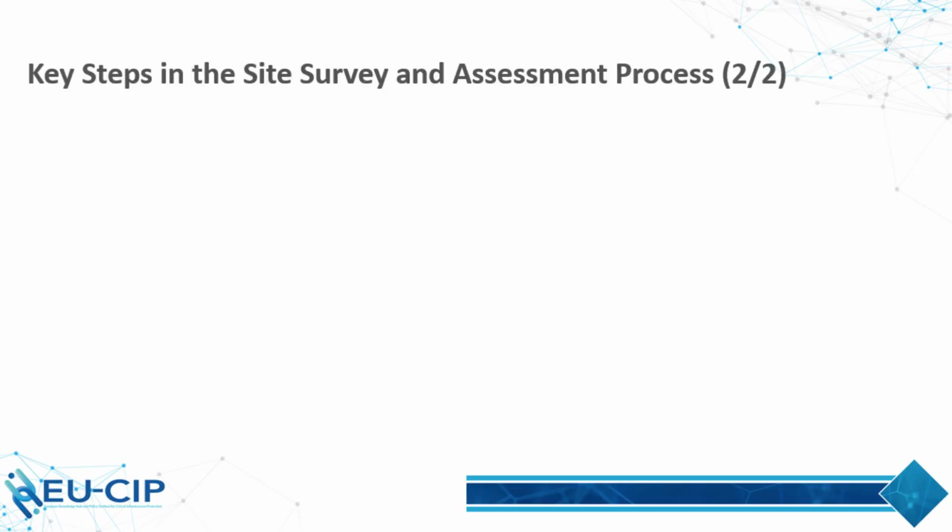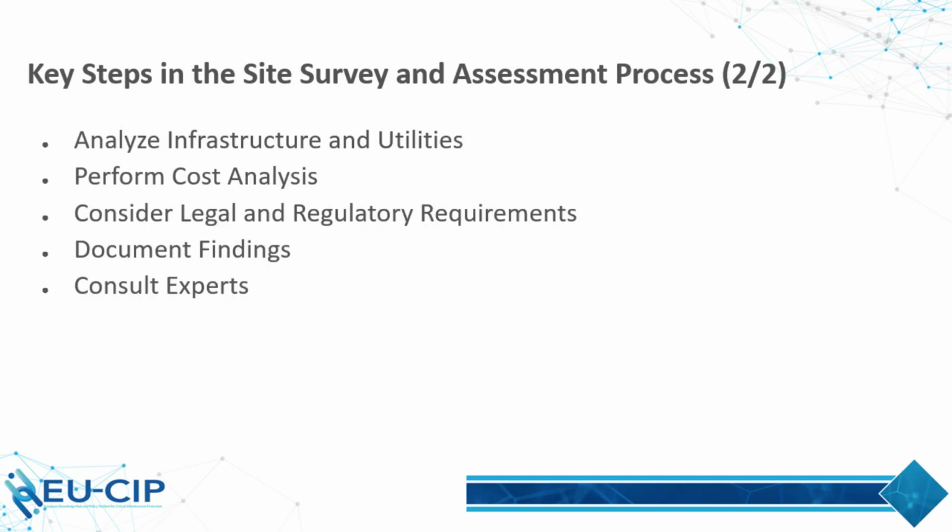6. Analyze infrastructure and utilities. Examine existing infrastructure and utilities, such as electricity, water supply, sewage systems, and internet connectivity. Evaluate their capacity and determine if any upgrades or modifications are necessary to support the project.